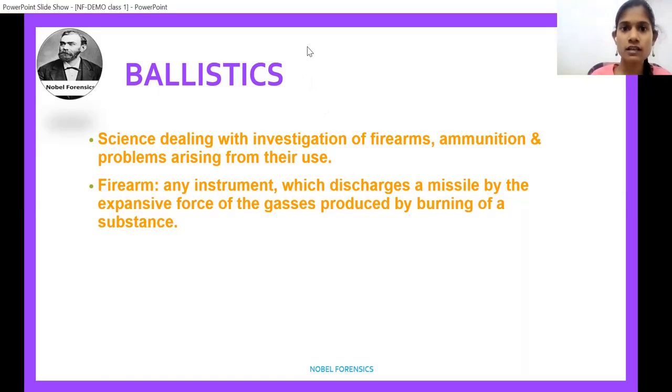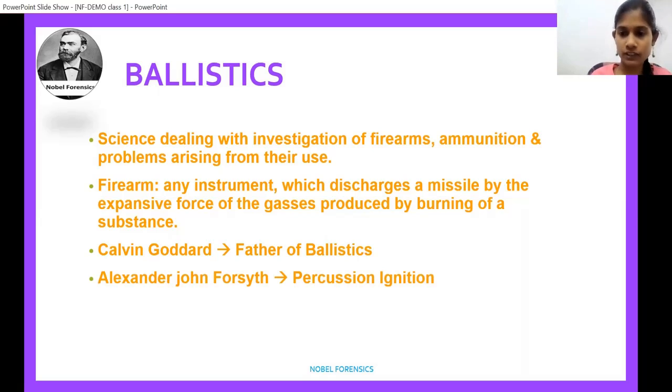That instrument is a firearm. Then Calvin Goddard, he is the father of ballistics because he invented the comparison microscope, which was very useful for the comparison of test and fired bullets in ballistics. Then other scientists: Alexander John Forsyth, he was the father of percussion ignition. And this is a previous question: who is the father of percussion ignition? It is Alexander John Forsyth. Then Roger Bacon.